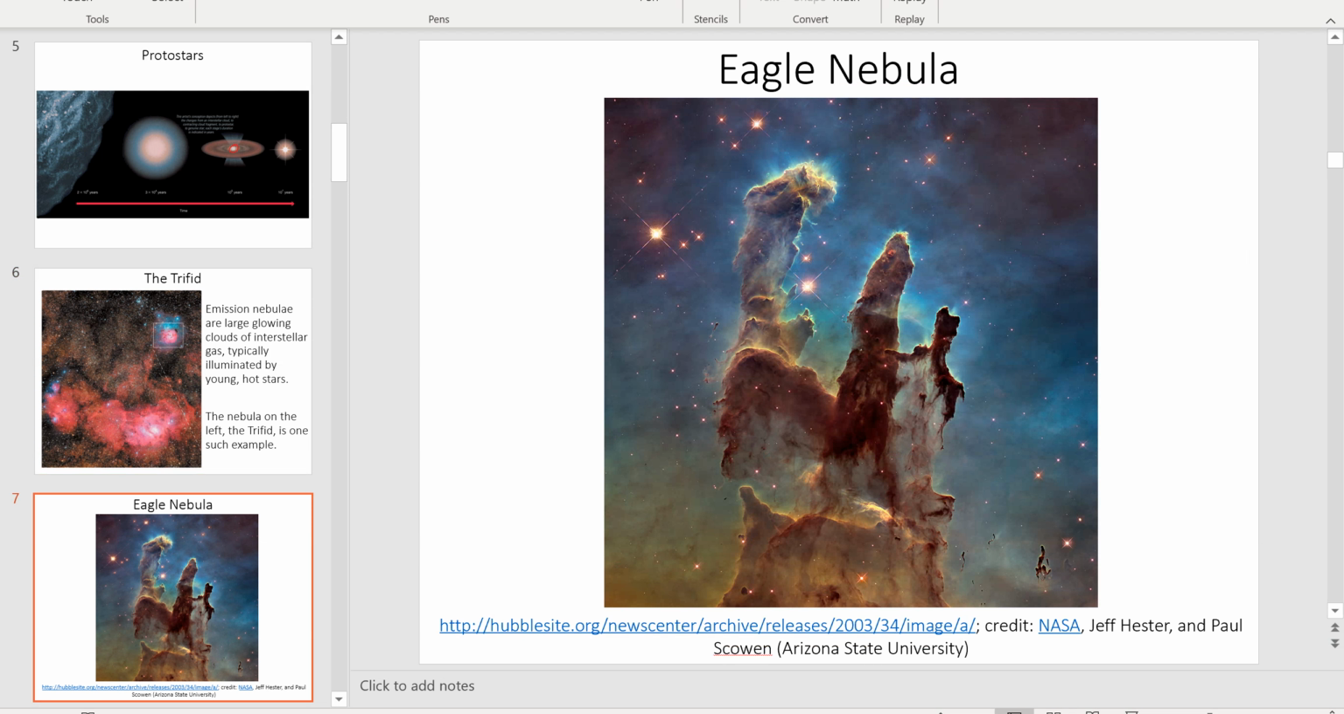Here's another example of an emission nebula. This is called the Eagle Nebula. This is a very famous picture in astronomy, and particularly it's a famous picture from the Hubble telescope.